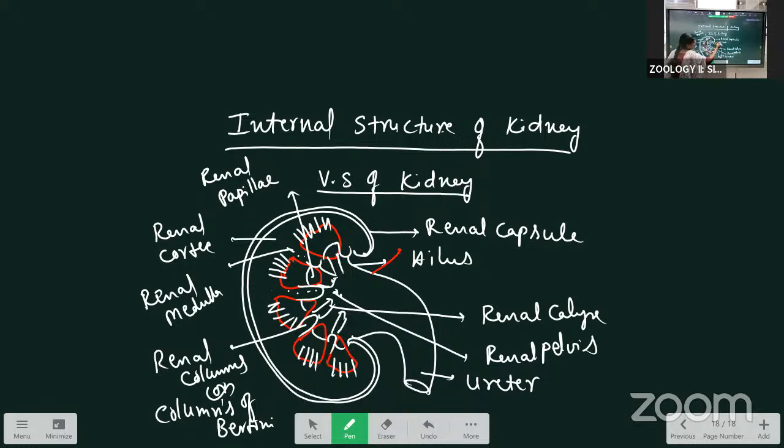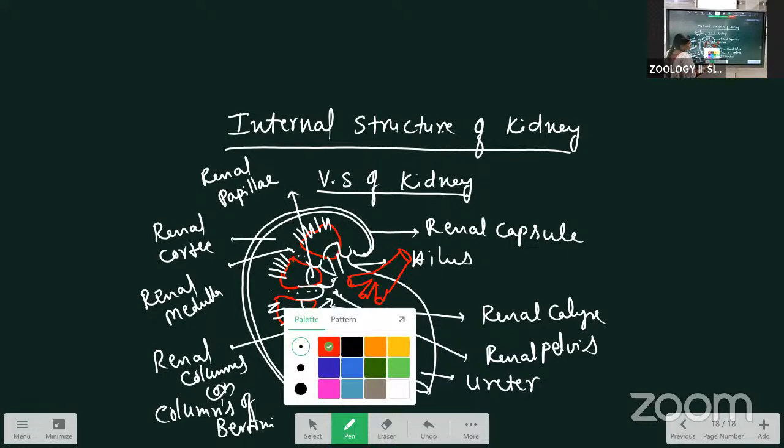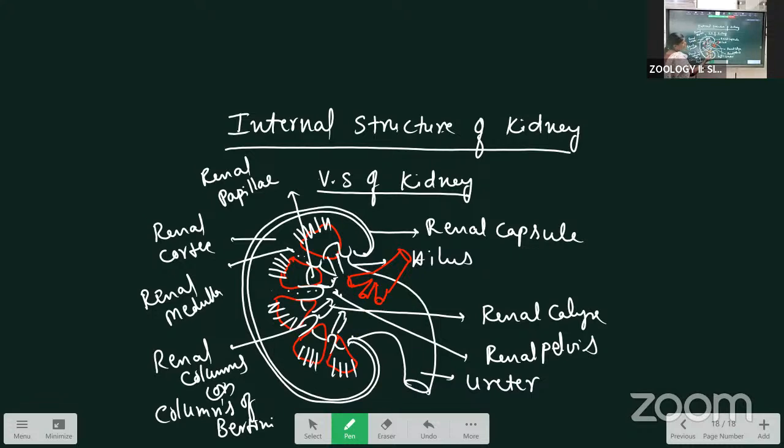Renal artery enters the kidney. Next, the renal vein goes out from the kidney. Here, this one is the internal view of the kidney. This is an important diagram for the SAQ also. I am discussing this in the LAQ, but it is also important for the SAQ.